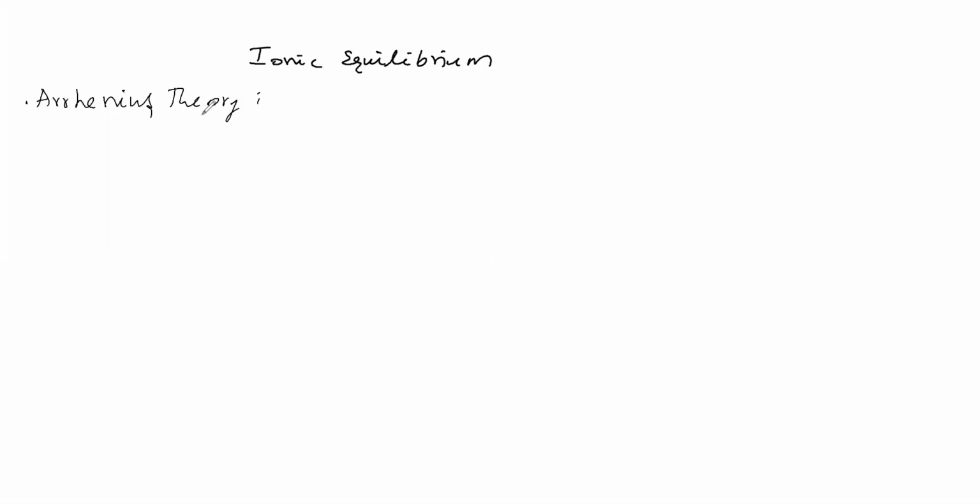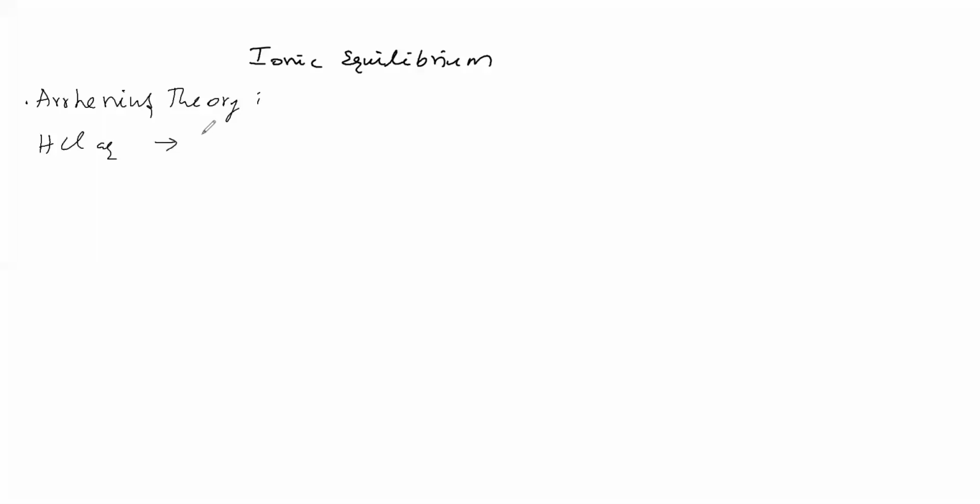As per Arrhenius theory, which is acid means, which substance on dissolving in water gives H plus, that substance is called acid. So, as per Arrhenius theory, we take some substance and dissolve it in water, it should dissociate in water and give H plus. Then that is called acid. So acid gives H plus in the aqueous solution.